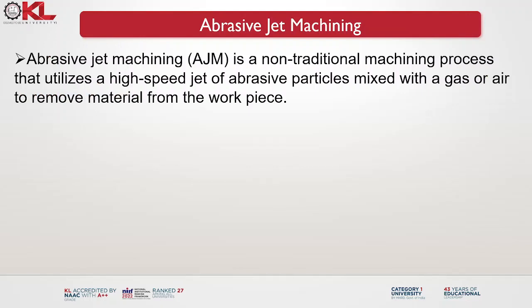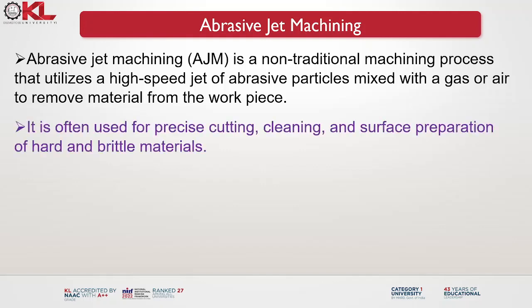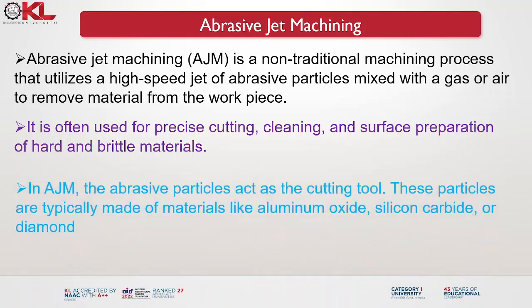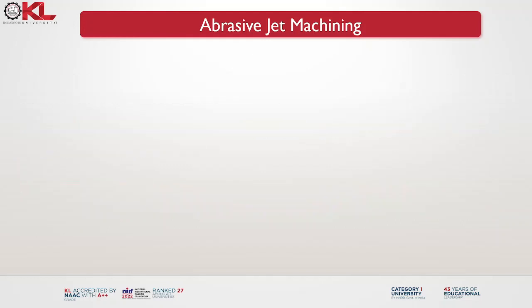Abrasive jet machining is a non-traditional machining process that utilizes a high-speed jet of abrasive particles mixed with a gas or air to remove material from the workpiece. It is often used for precision cutting, cleaning, and surface preparation of hard and brittle materials. In abrasive jet machining, the abrasive particles act as the cutting tool. These particles are typically made of materials like aluminum oxide, silicon carbide, or diamond.